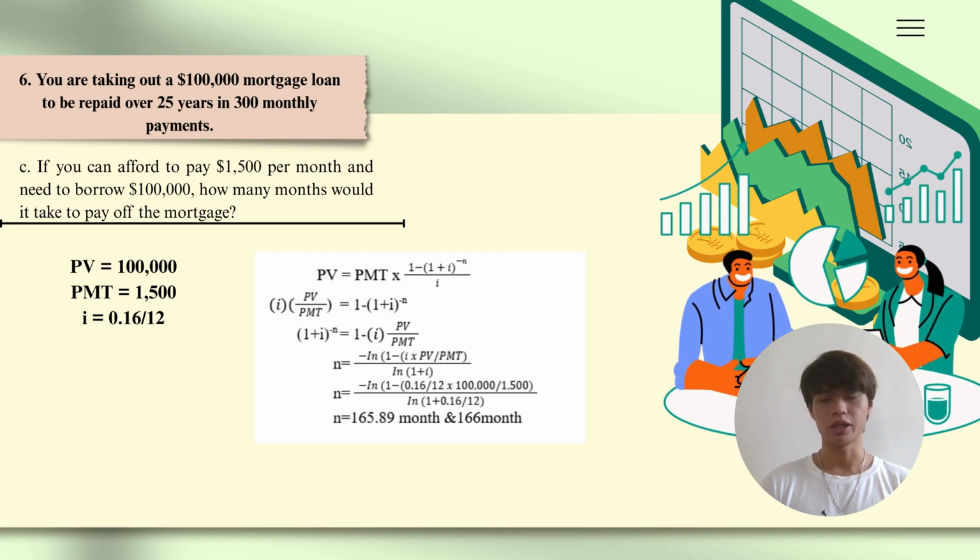So put the numbers in and we can get n equal to 155.89 months, which we can also call 156 months. So it just means if you can pay $1,500 per month and need to borrow $100,000, then 156 months will be taken to pay off the mortgage.